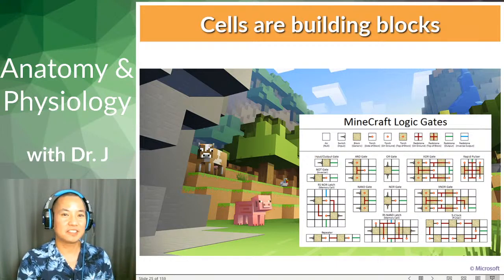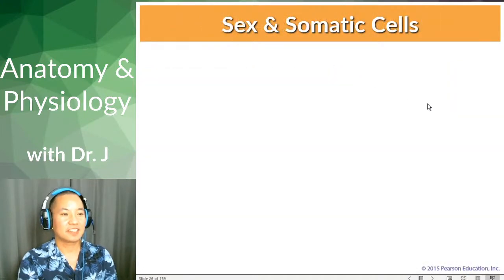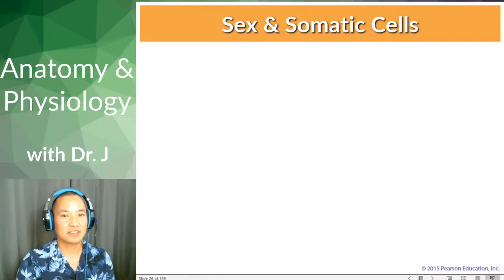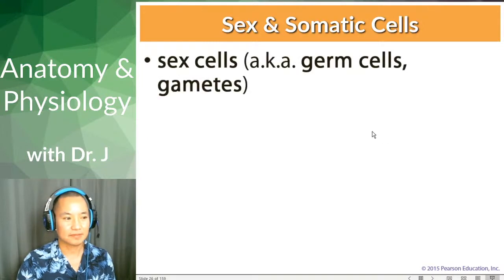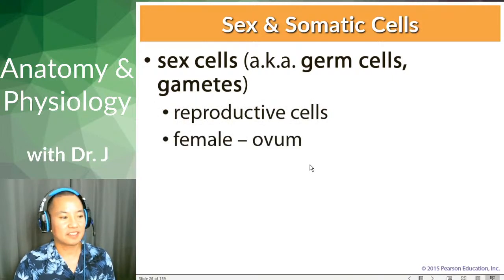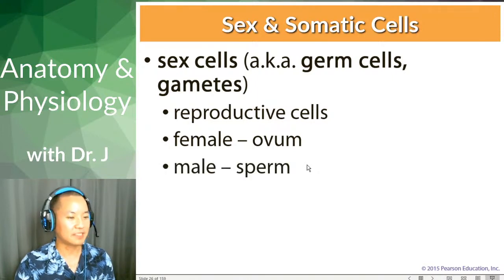So your organs and tissues, they're not made out of just one type of cell. Sometimes you have multiple types of cells that work together to carry out the overall function of that tissue or organ. So let's talk about two broad categories of cells. They're either a sex cell or a somatic cell. Sex cells, what we have here, are germ cells or gametes. So these are reproductive cells. In female, that's the egg or the ovum. In male, that's the sperm or spermatozoon.